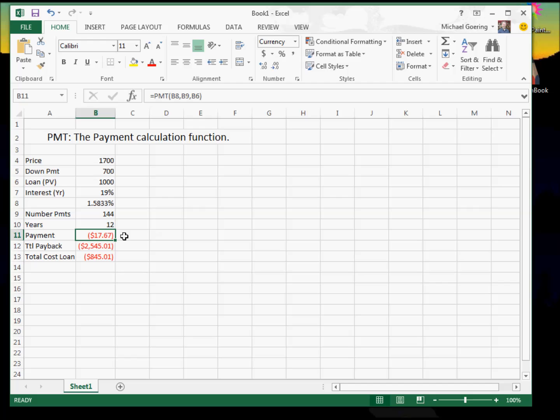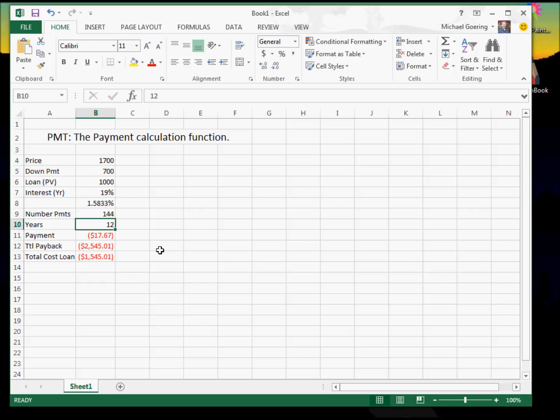Okay. We need to adjust our other formulas. Total payback, that still has correct values. And total cost of loan, I'll double click that. And we're still looking at the old price. We need to go down to where the present value of the loan happens to be. I'll press enter. So our amount's a lot better, at least a lot better than it was. But what happens if we actually increase the amount of the payment and not pay it back in 12 years? I mean, who can't handle $17? But still, I'm paying $2,545 for a $1,700 stereo.